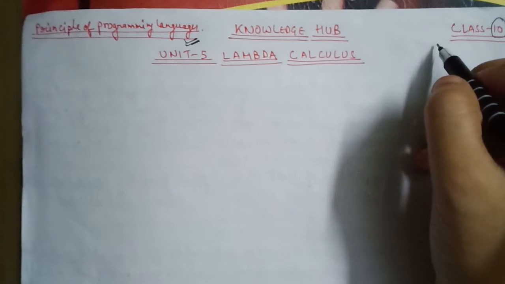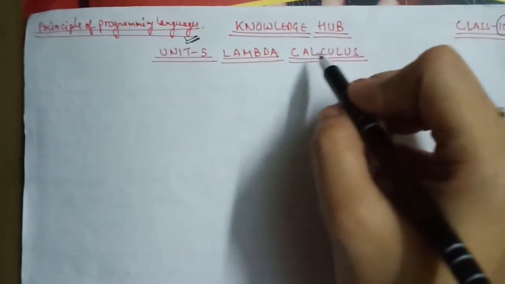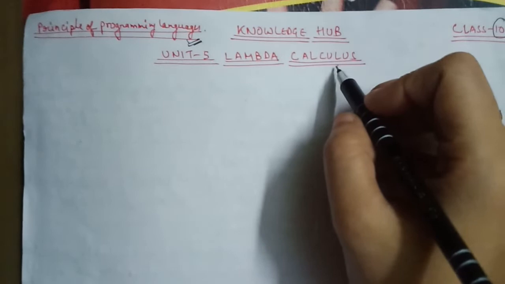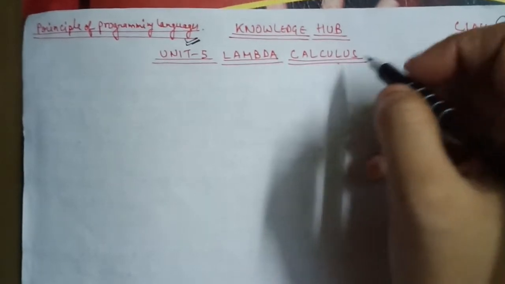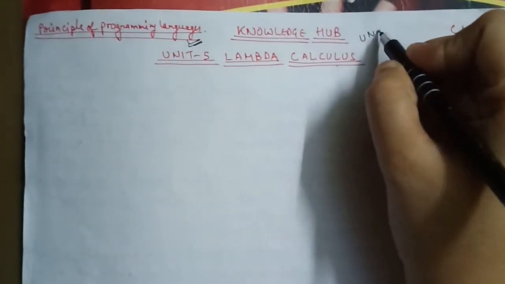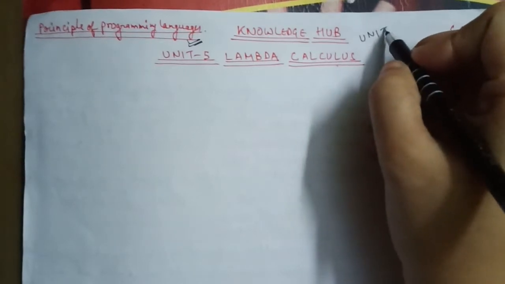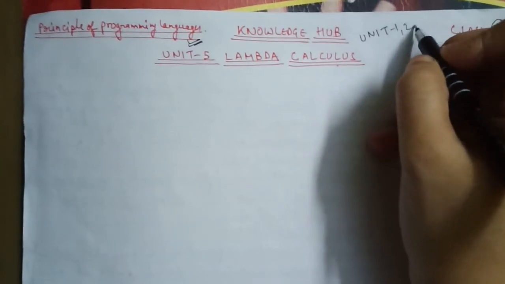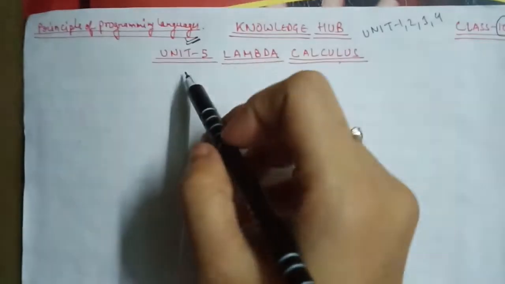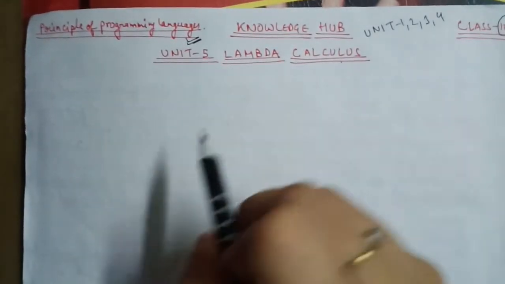We will complete the unit 5, which is the lambda calculus, and this is the first class of lambda calculus as well. In the last 9 classes we had completed unit 1, unit 2, unit 3 and unit 4. This is starting with unit 5, which is your lambda calculus.